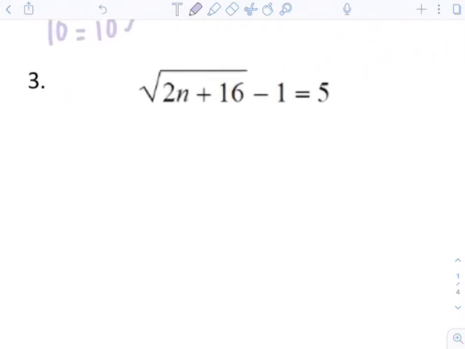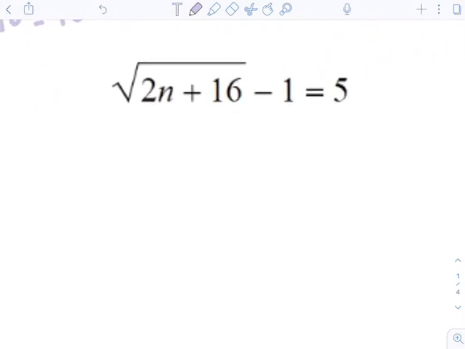So in number 3, see how I have this -1? It's not underneath the square root. So that means I need to get rid of this before I can square things. You have to get rid of the stuff on the outside of the square root before you square both sides. To get rid of it, it's just like solving any equation. I'm going to do the opposite and add 1 to both sides.